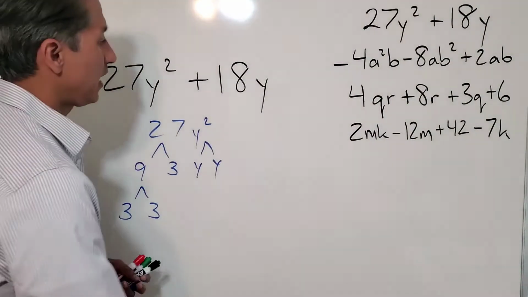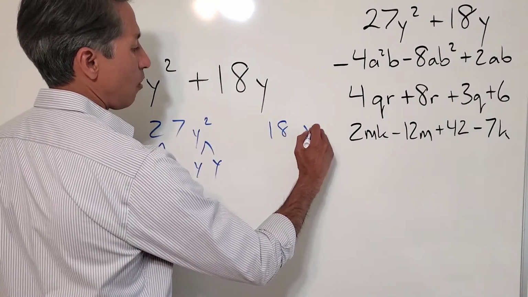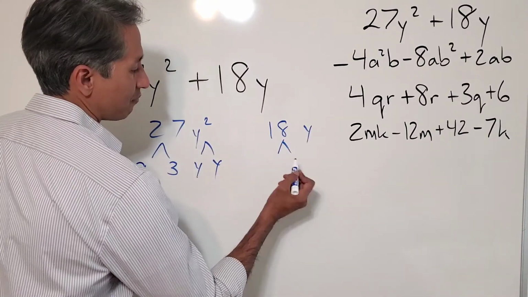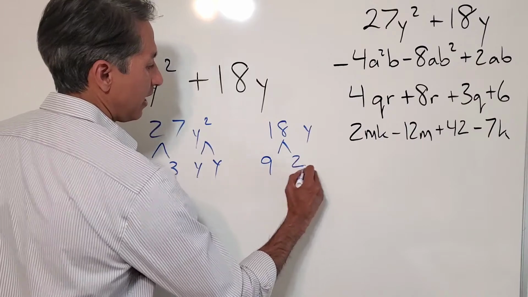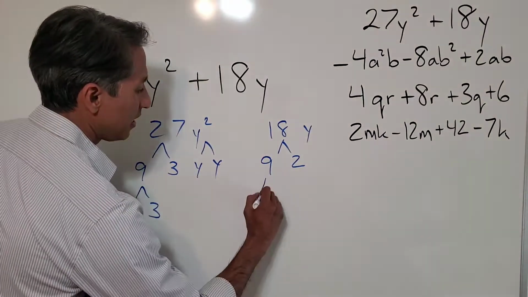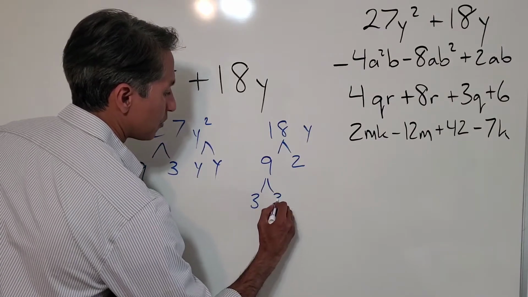Let me do this guy over here. I got 18 and a y. What makes an 18? I'll do 9 and 2. Are these both prime? No. So then I take my 9 here and I factor that guy down as well.